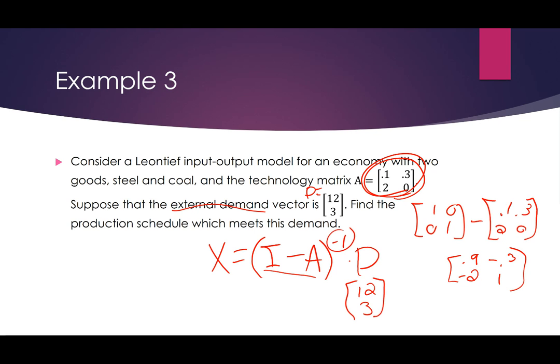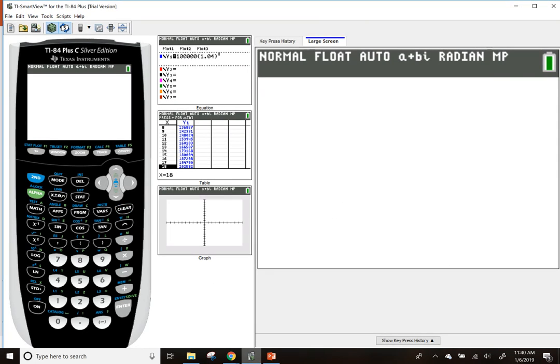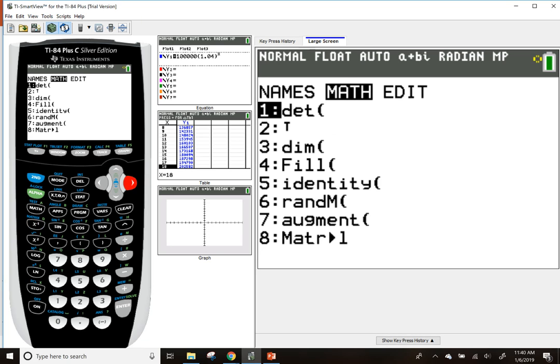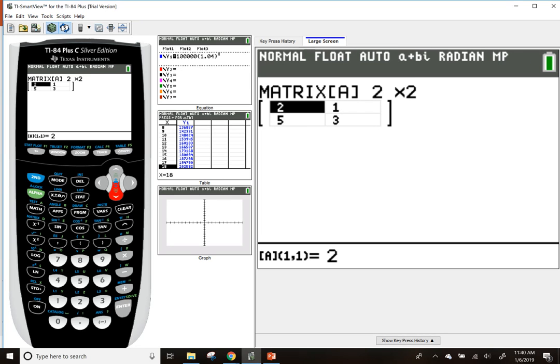So that's where I will use the calculator. I'm going to type this in the calculator to try to find out what the inverse of it is. So let's go to our calculator. I'm actually going to end up saving this on the screen. Keep it. Calculator. Remember second, and then the inverse button takes us to matrix. I'm going to go to edit, and I'm going to edit this. It's going to be a 2 by 2 matrix. And our matrix that we just said was 0.9 and negative 0.3, negative 2, and 1.